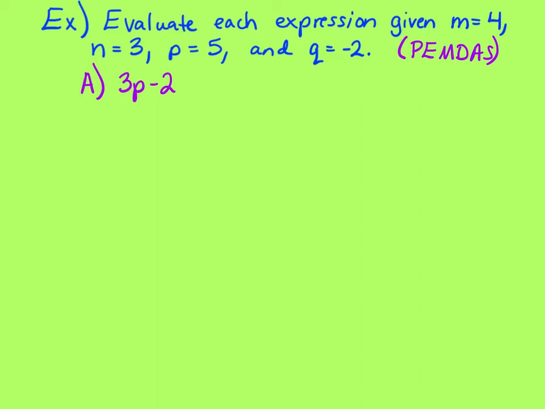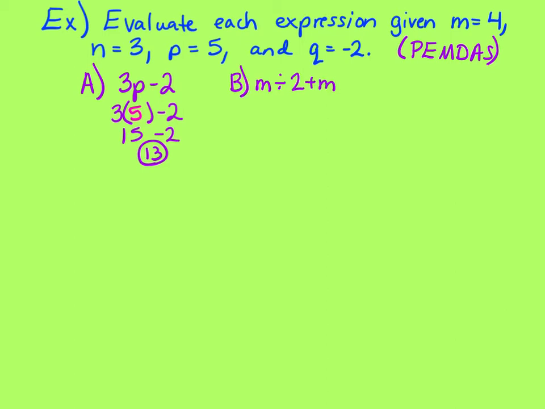Problem A, we have 3p minus 2. We will just substitute the value of p in its place. And since this is 3 times p, we're going to use a parenthesis to show that it's multiplying. So I have substituted the value of p, 5. Now I'm going to follow the order of operations. I have multiplying and subtracting. So I'm going to multiply and then I'm going to subtract. 3 times 5 is 15 minus 2, and 15 minus 2 is 13.